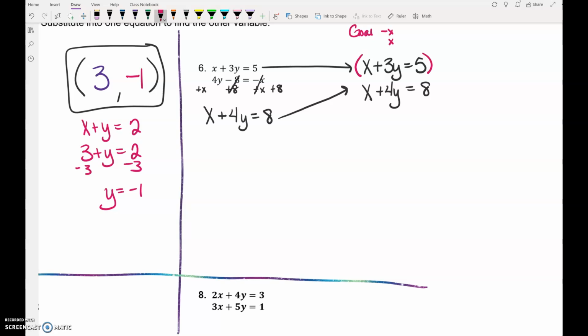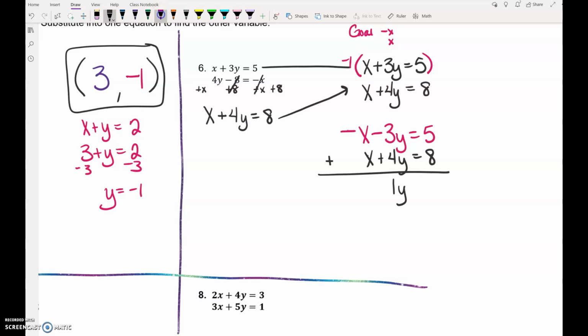I'm going to multiply the top one by -1. So that will give me -x minus 3y equals 5. And just because I'm kind of redundant, I'm going to rewrite the second equation right underneath. Negative x and x is 0. They eliminate. Negative 3y and 4y is 1y.